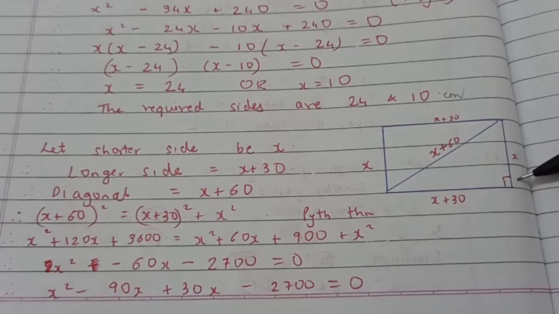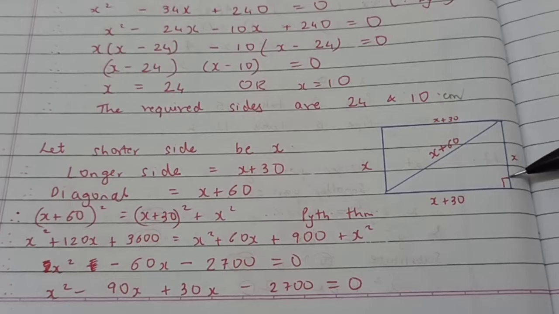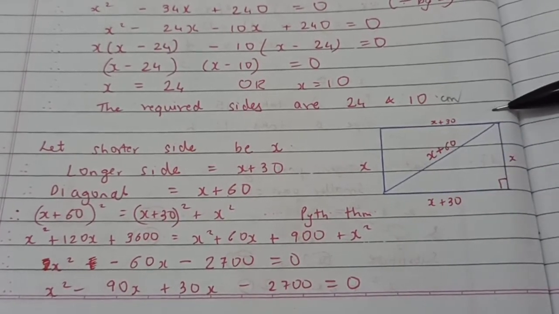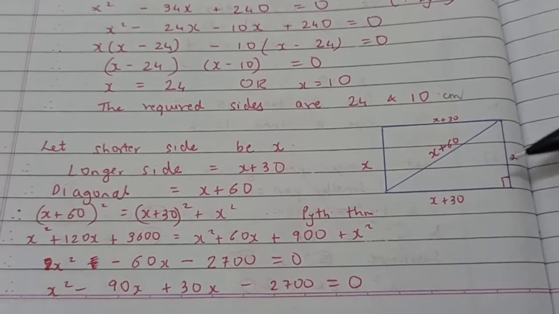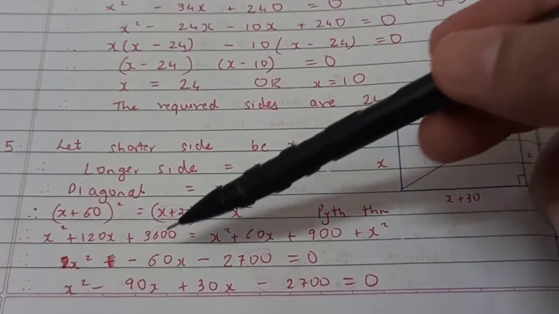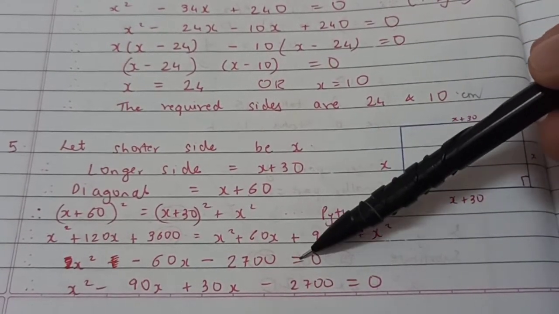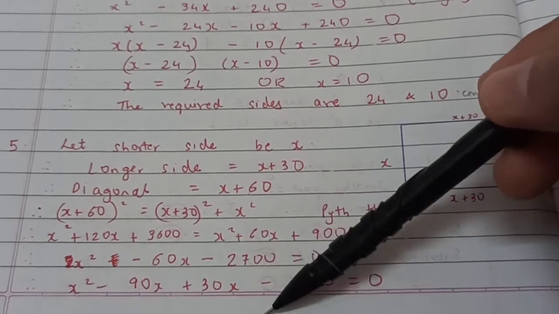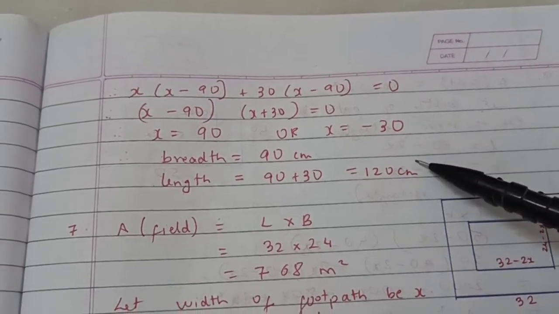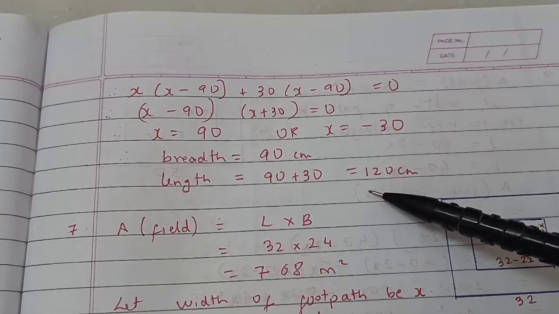And we know that each angle of a rectangle is 90 degrees. So we can use Pythagoras theorem here as well. So hypotenuse square is equal to the side squared plus this side squared. So that's how we shall get our quadratic equation. Get the like terms together. Do it on your own. Don't just copy. And then splitting the middle term, we get two values of x. Negative value is rejected obviously. So if the breadth is 90 centimeters, the length will be 120 centimeters.